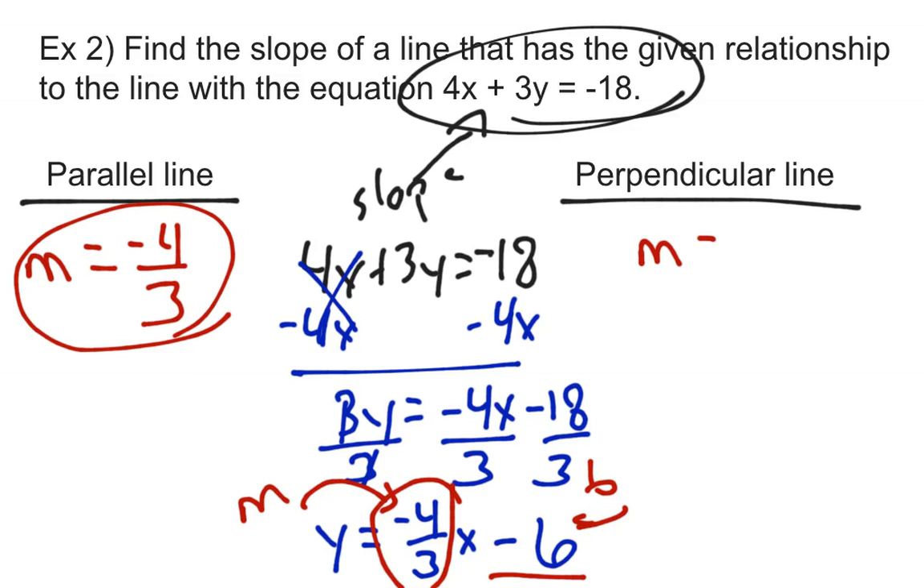Okay, the slope of a perpendicular line to this one is, well, if this specific line is negative 4/3 for slope, then remember what we had to do is flip it. So it's 3/4, and since it was negative, the new perpendicular line is going to be positive, so it's positive 3/4. Okay, so that's how to find the slope of a parallel or perpendicular line to the given line. That's our lesson for today.